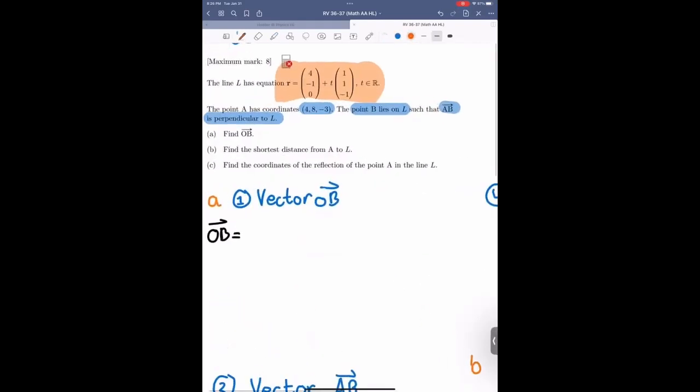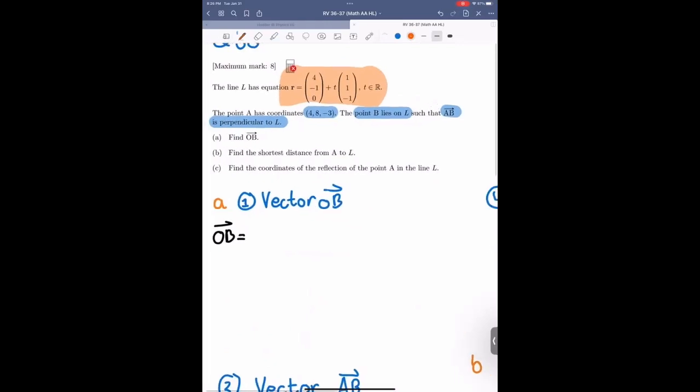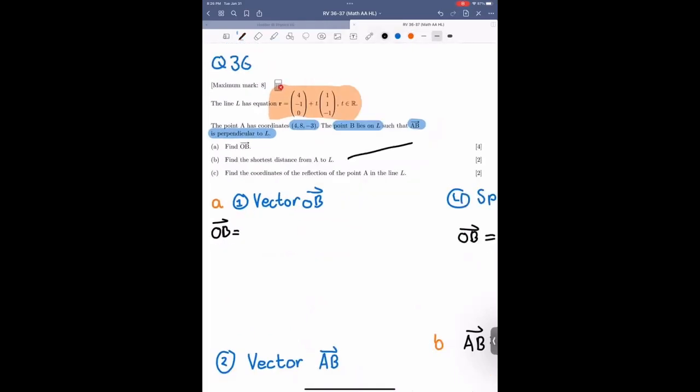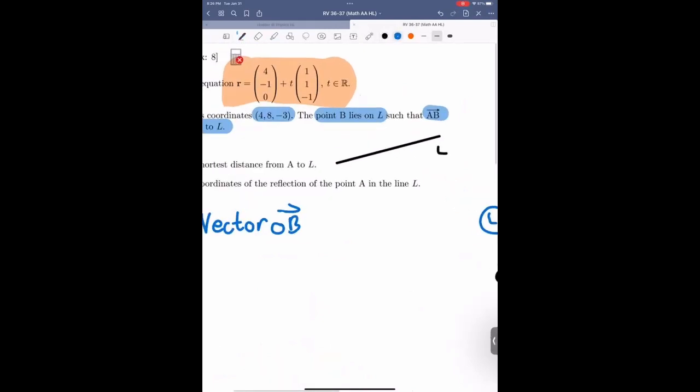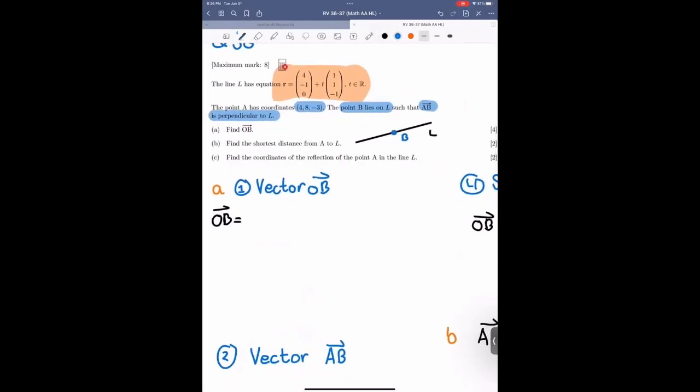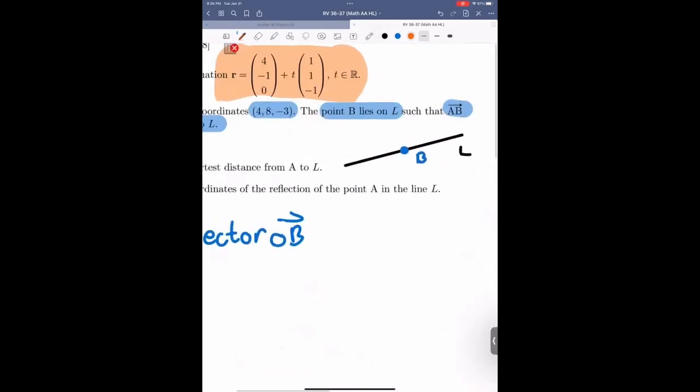So in order to understand what that means, let's draw a diagram first. Here is line L. Point B lies on line L. And the vector AB is perpendicular to L. So there must be a 90-degree angle here.